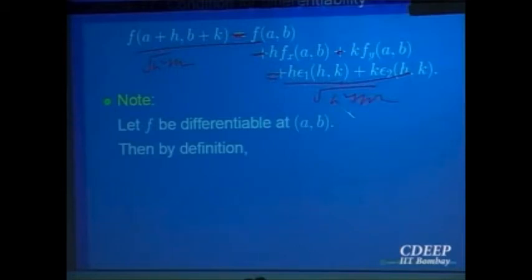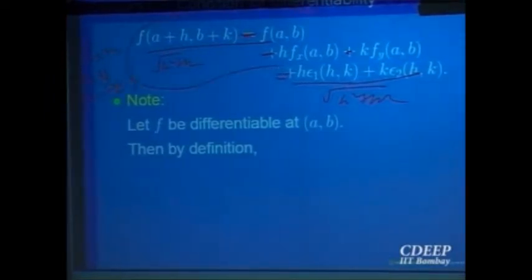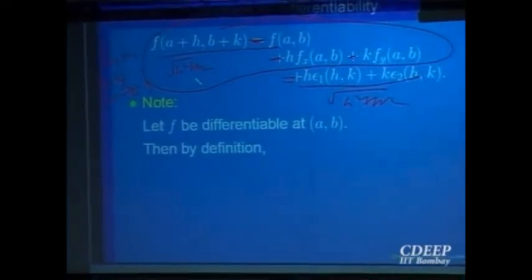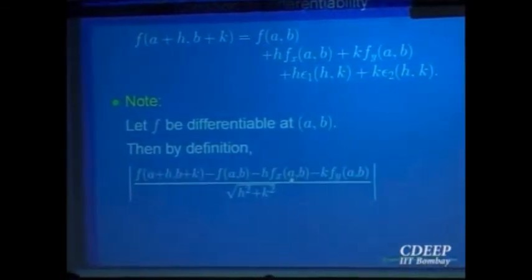Then what happens to h over square root of h square plus k square? That is less than 1. You can forget that. k over square root of k square plus h square, that is less than 1. And this epsilon 1 and epsilon 2 both go to 0 as h, k go to 0. So what does it mean? It means that the limit of this quantity as (h, k) goes to (0, 0), of course divided by square root of h square plus k square, is equal to 0. Right? So that is what differentiability means for functions of two variables. So let me write that more clearly or show you more clearly. So that is what I am looking at.